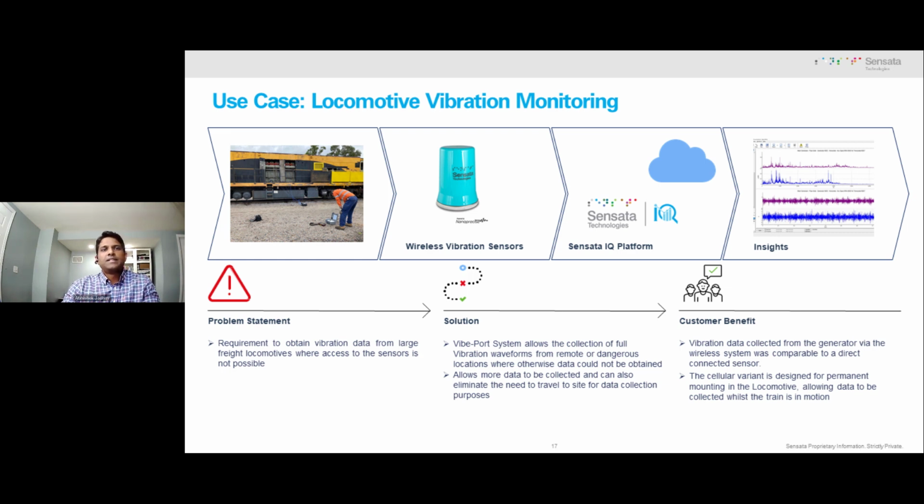The next case study is about locomotive vibration monitoring. There was a requirement to obtain vibration data from a large fleet of locomotives where access to the sensor was impossible. Dynamic locomotive vibration monitoring can record the operating conditions of the locomotive during operation hours rather than just waiting for the regulatory inspection times. It results in more effective use of downtime because the parts can be targeted for repair based on prior knowledge of the operating conditions.